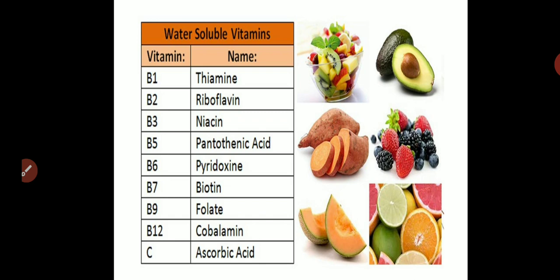Now this table shows you the examples of vitamins which are soluble in water. B1 thiamine, remember these technical terms also. B2 riboflavin, B3 niacin, B5 pantothenic acid, B6 pyridoxine, B7 biotin, B9 folate, B12 cobalamin, and C ascorbic acid, that is vitamin C.